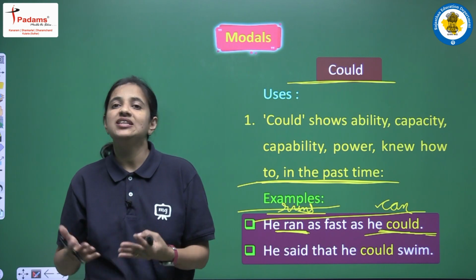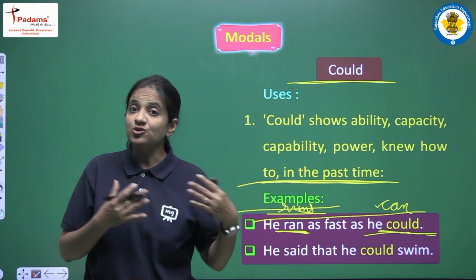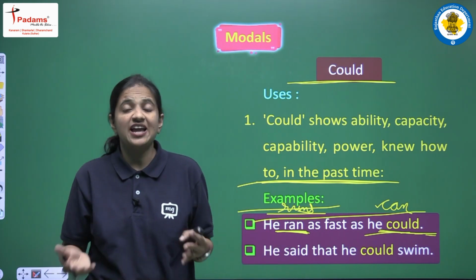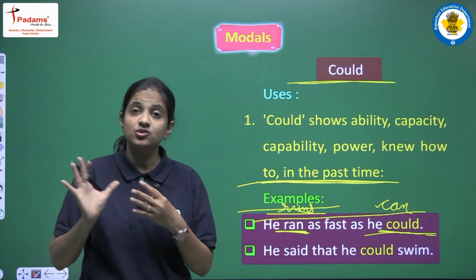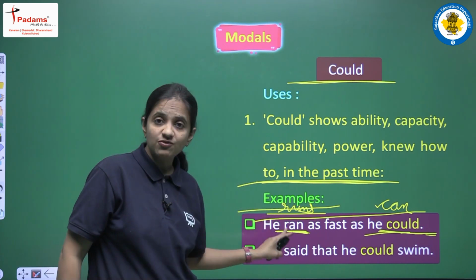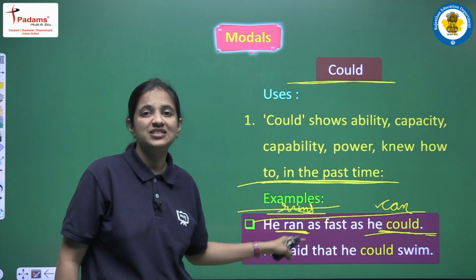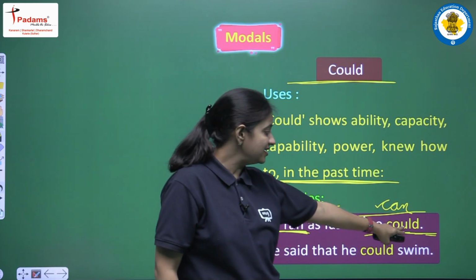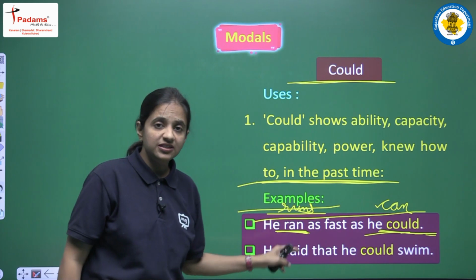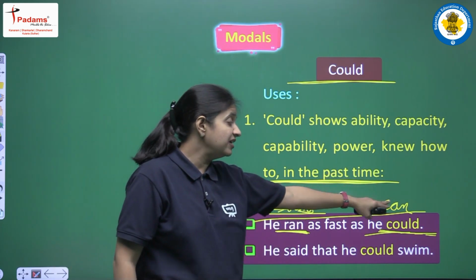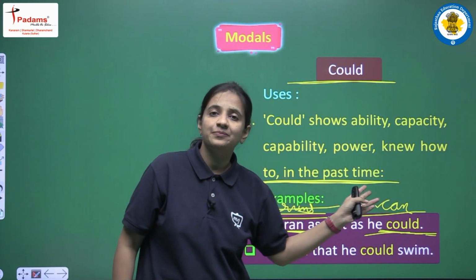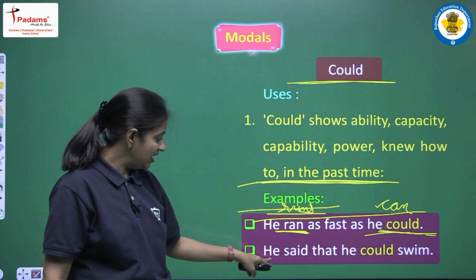But if you are having the past tense in the sentence, then to show the ability, capacity, capability, you have to use could. So in this sentence, because we were having "ran", the second form, this is the past tense, and this is the reason that we are writing could. If in this sentence there was "runs", then definitely our answer would be can. Clear? One more example we are having here.